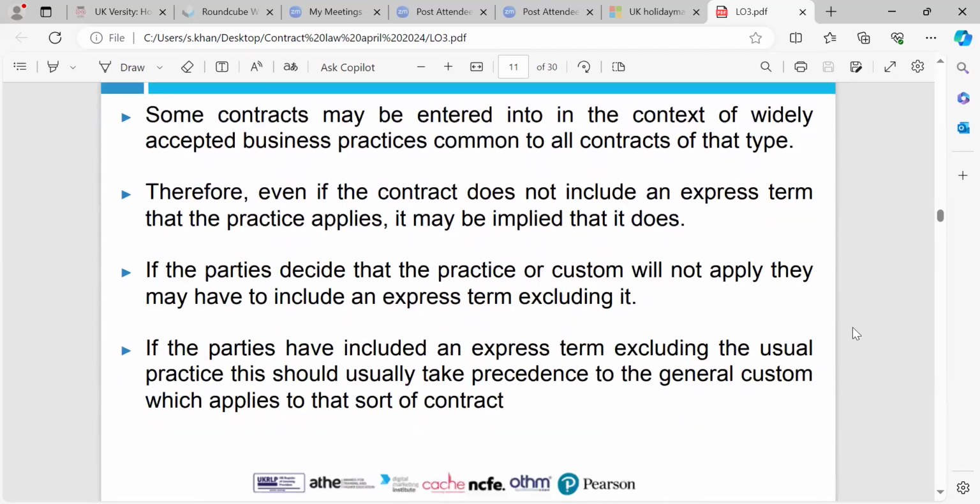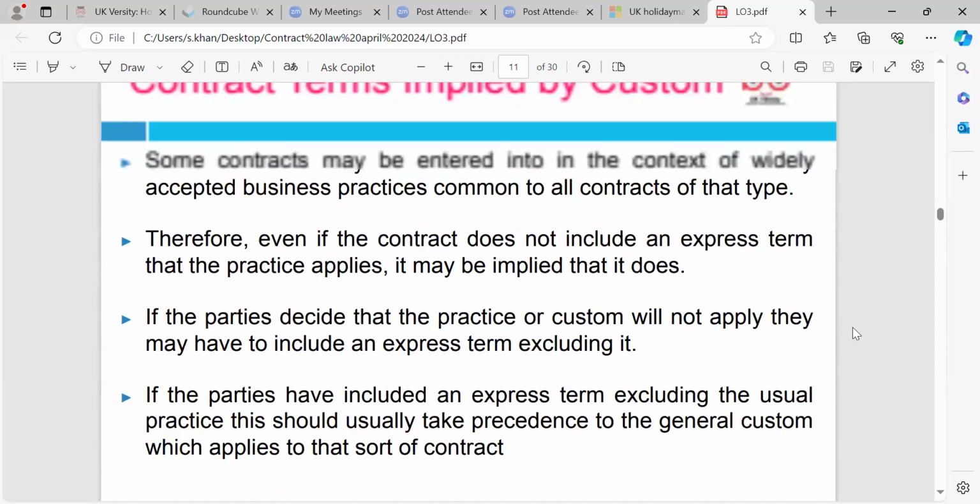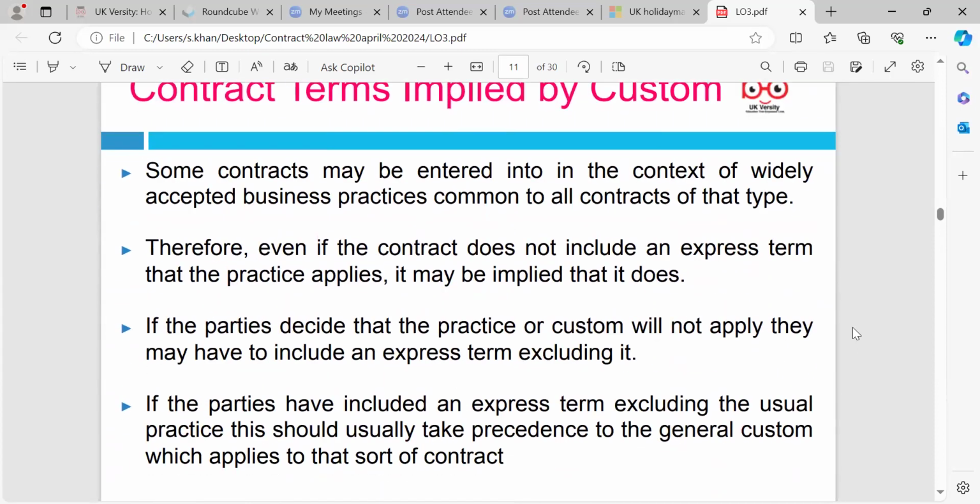Contract terms implied by customs. Some contracts may be entered into in the context of widely accepted business practices, common to all contracts of that type. Therefore, even if the contract does not include an express term that the practice applies, it may be implied that it does.